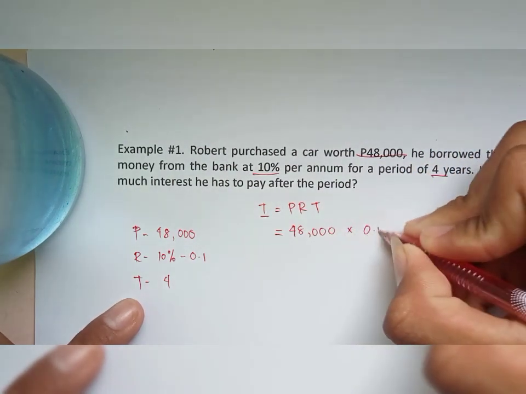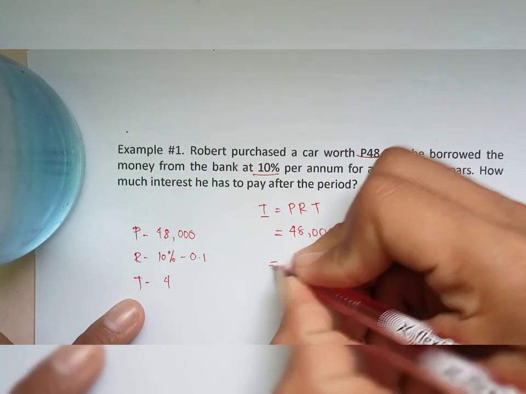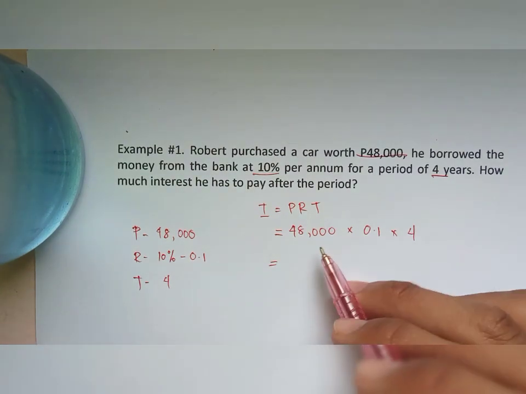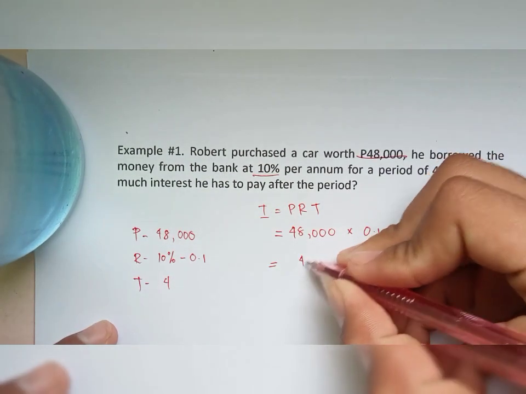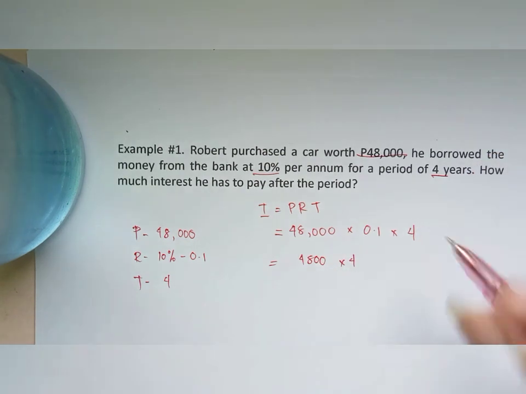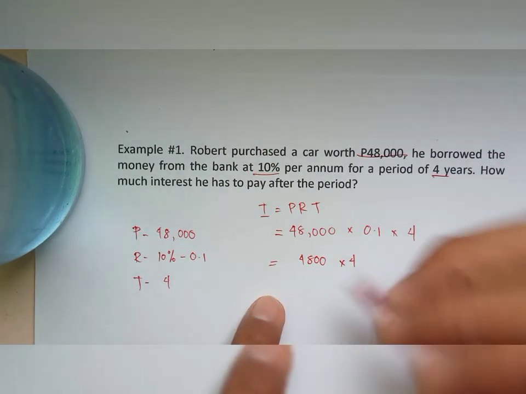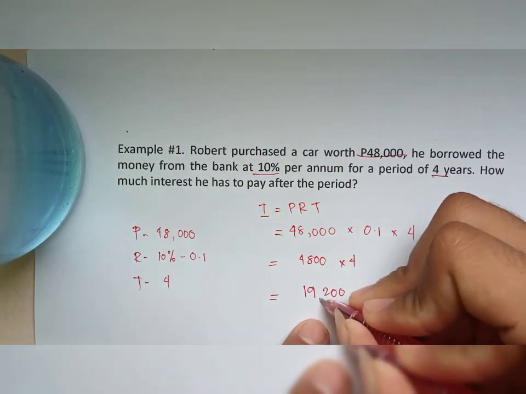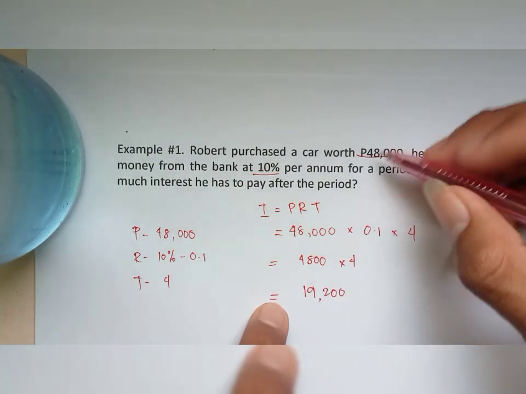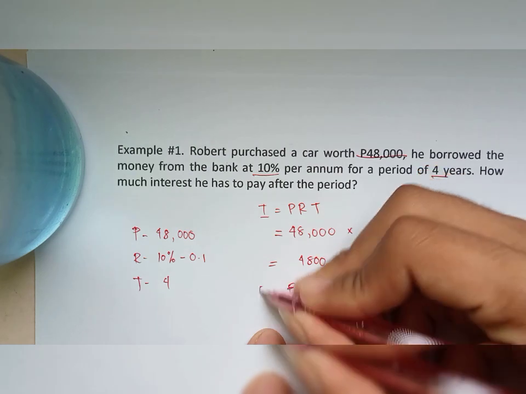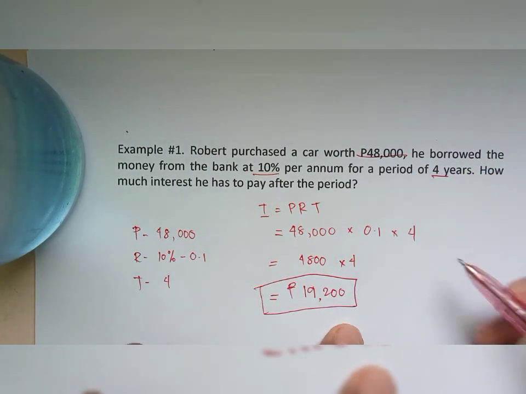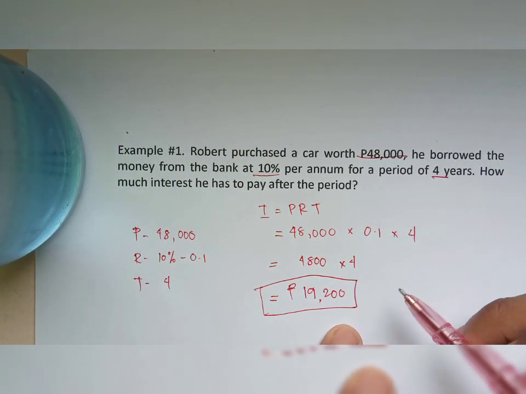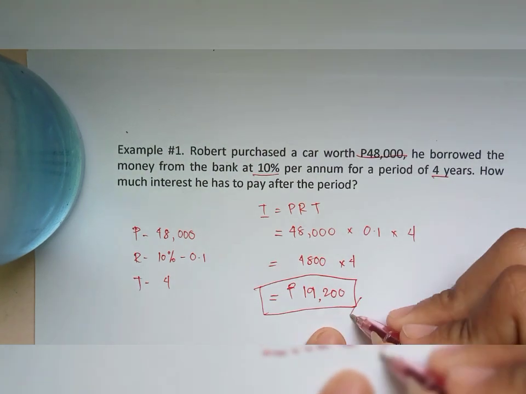48,000 times 0.1 times 4. So perform the operation. 48,000 times 0.1 is equal to 4,800. 4,800 times 4 is equal to 19,200. So don't forget to write the peso sign. Therefore, we can conclude that the interest he has to pay after the period is 19,200 pesos.